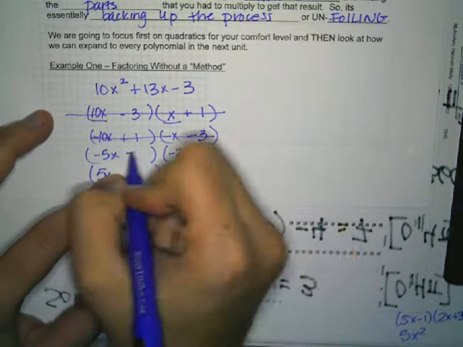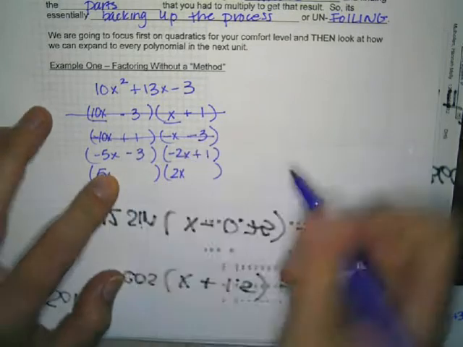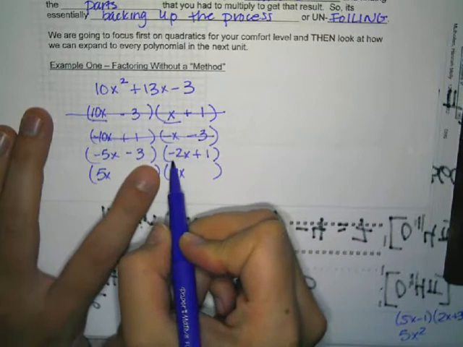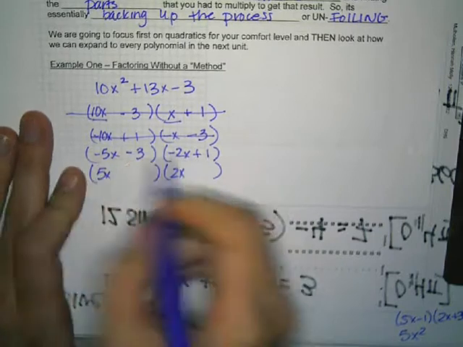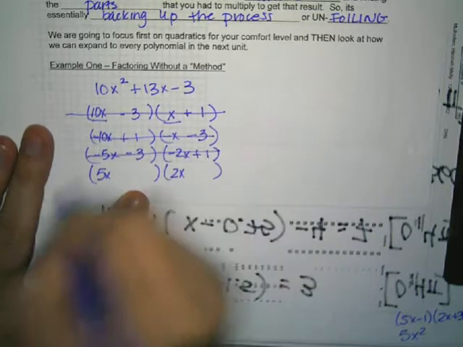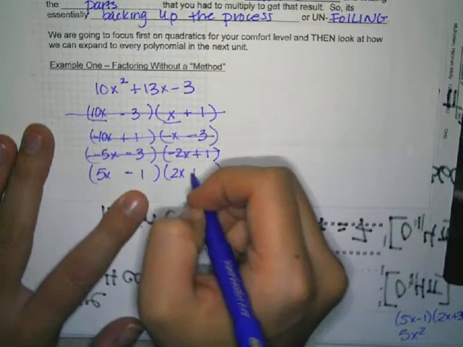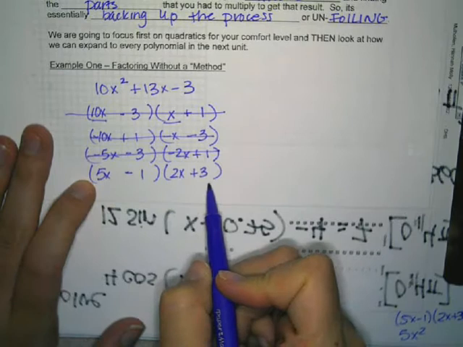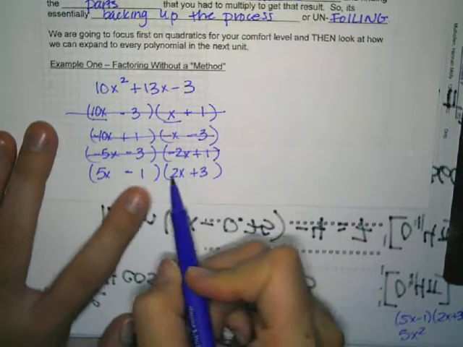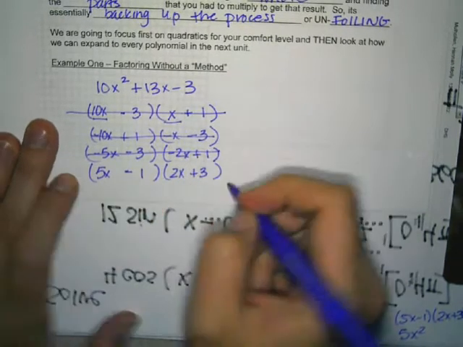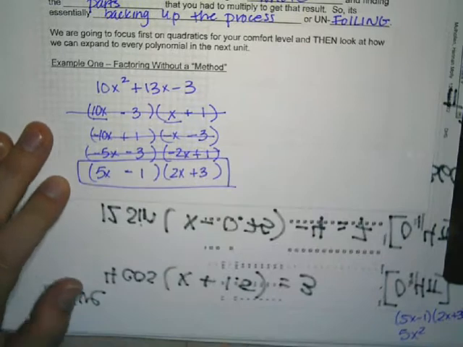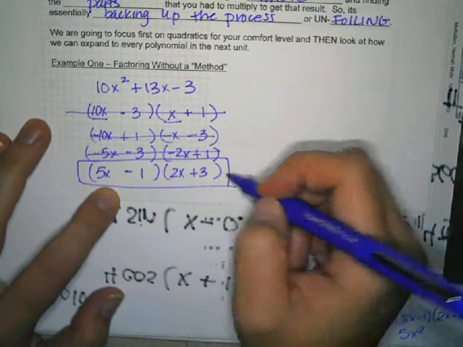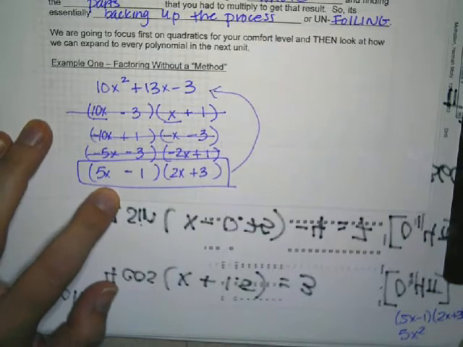And then you could test this. You get 10x squared minus 5 minus 6, so that gives me negative 11. Still not. And then let's try this. 10x squared plus 15x minus 2x. Well, 15x minus 2x does get me that 13. So that's my solution. These two parts, if I FOILed them together, would get me my original quadratic.